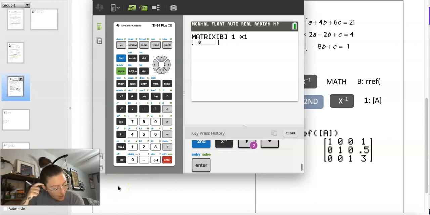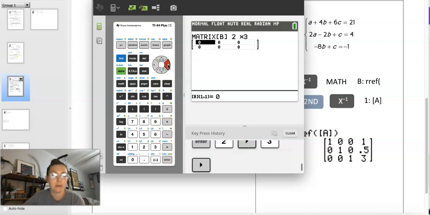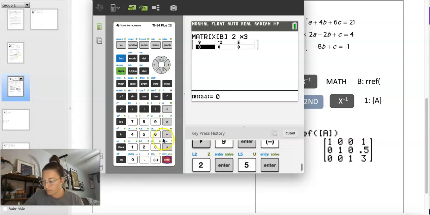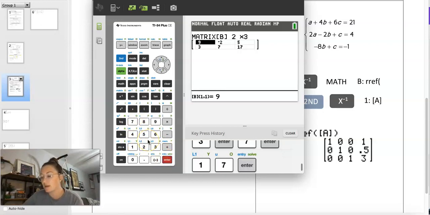Okay, so example 5 was a 2 by 3. So 2 rows by 3 columns. Okay, and then we had 9, negative 2, 5. And then we had 3, 7, 17. Okay, perfect. Okay, let's get out of here, go back to our home screen. Second quit.